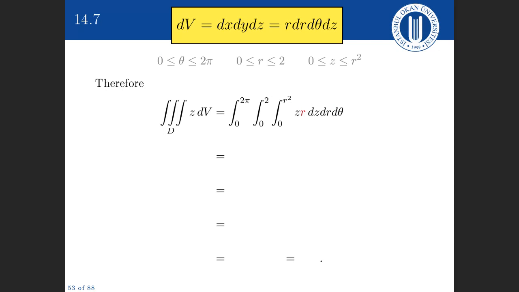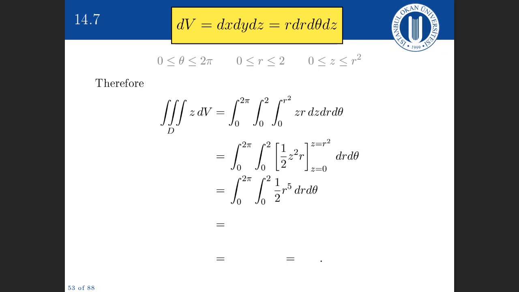We're doing the integral from 0 to 2 pi, integral from 0 to 2, integral from 0 to r squared of the function z. And remember, when we're doing polar coordinates, including cylindrical coordinates, we have this extra r. So r dz dr d theta. First, integrate with respect to z. An antiderivative of z is a half z squared. And calculate this at 0 and at r squared.